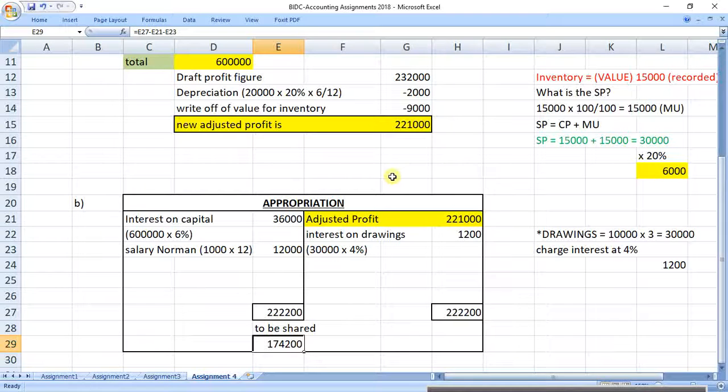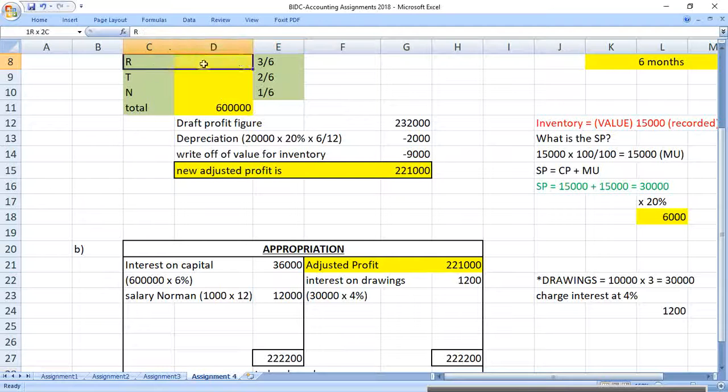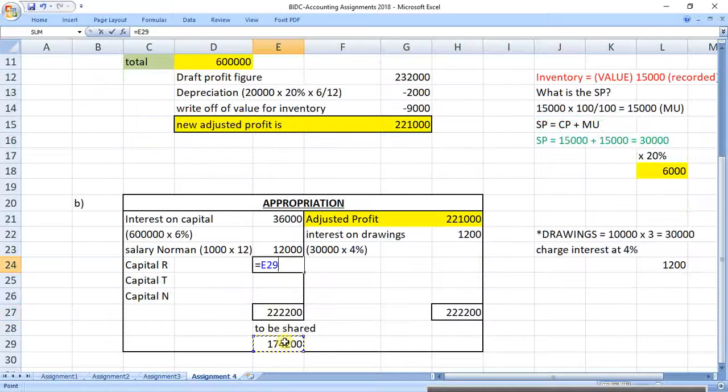So why did you write it like that? Because we need to split it. Okay, so how much does R get? 3 over 6. How much does T get? 2 over 6. How much does N get? 1 over 6. So capital R, capital T, capital N. Okay, so R gets 3/6 of that.